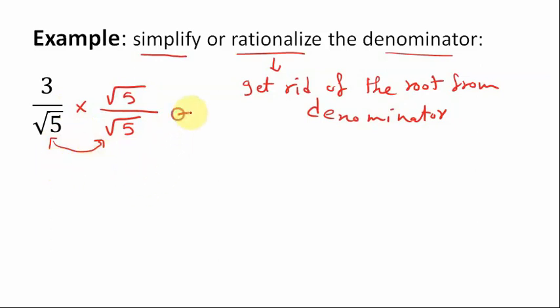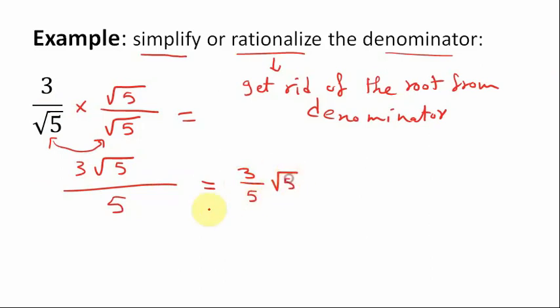Okay, so I will multiply numerators together and denominators together. In the denominator, root of 5 times root of 5, just 5. In the numerator, 3 times root of 5, it's 3 root of 5. So the answer, we can write it as 3 over 5 root of 5. So we have a root in the final answer, but it's not in the denominator. So this is the simplest form. Okay.